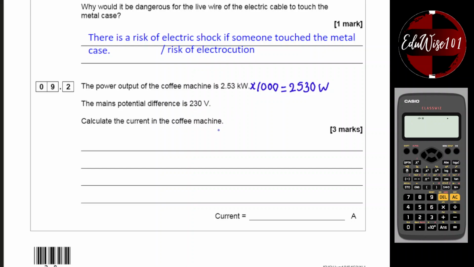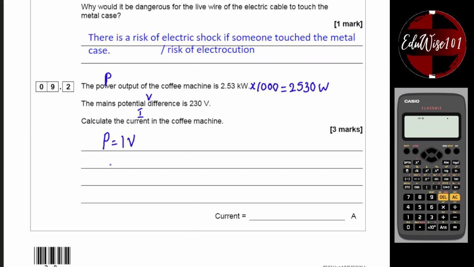The mains potential difference, in other words, the voltage is 230 volts. Calculate the current in the coffee machine. So you need the equation that links current, which the symbol is I, potential difference is V, and the power is P. So the equation that links all three of them is P equals IV, or power equals the current multiplied by the potential difference.